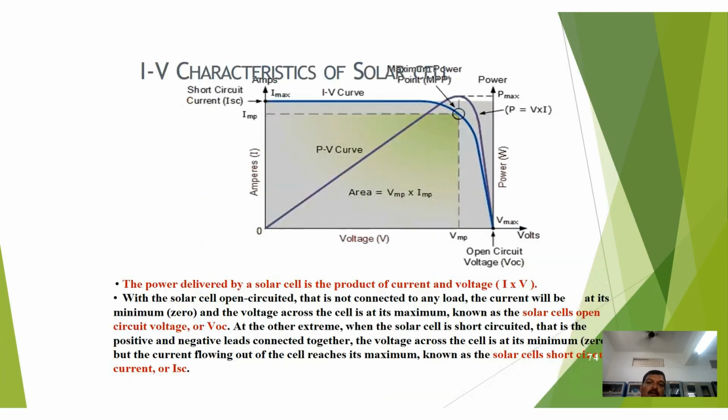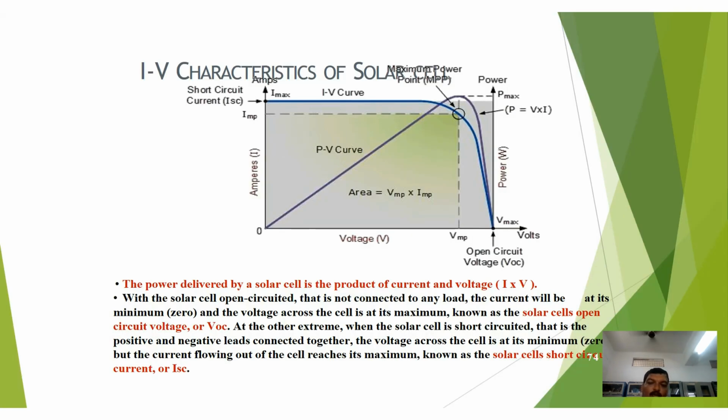So these are the current-voltage characteristics of a solar cell. Power is the product of voltage and current. Maximum power is the product of voltage and current, P max is V max into I max. This is a curve drawn between current versus voltage and power versus voltage, where on the x-axis we have the voltage, and on the y-axis we have the power and current. The power delivered by a solar cell is the product of current and voltage.